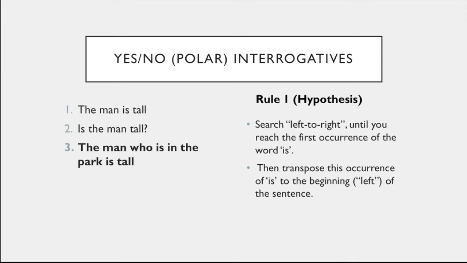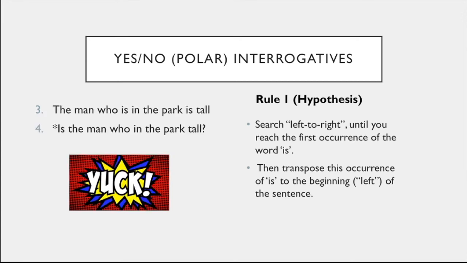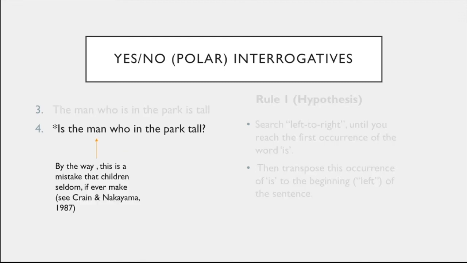This rule is pretty straightforward, but is it correct? What happens when we apply it to a sentence such as 3? The man who is in the park is tall. Well, the analyzer would crawl left to right, then find the first occurrence of is, and then it would move it to the left edge of the string. And the outcome would be, is the man who in the park tall? But this is definitely not the question that corresponds to 3, and in fact isn't even an acceptable English sentence, a fact that linguists mark by putting an asterisk in front of the offending string, though I would personally prefer a yuck symbol. In parentheses, this is a mistake that children seldom, if ever, make.